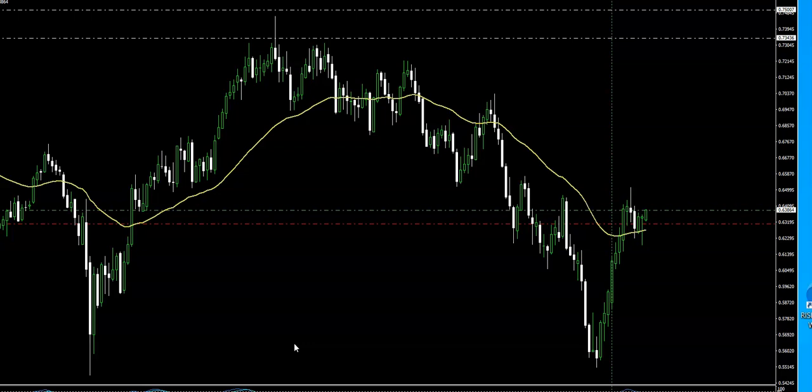This is the first time I've looked at the market since the open, and so my pick trade today is the New Zealand USD. I really like what I've seen. I'm looking at a weekly chart.